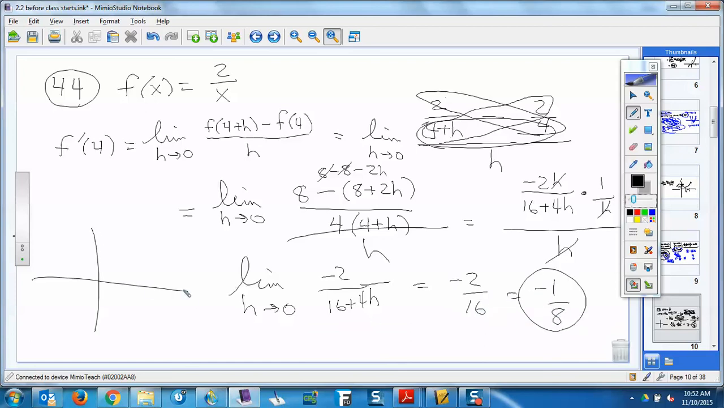Here's the graph of 2 over x. It looks like this. So out here at 4, seem reasonable. The slope is negative 1/8. Negative 1/8. Okay. What's that?